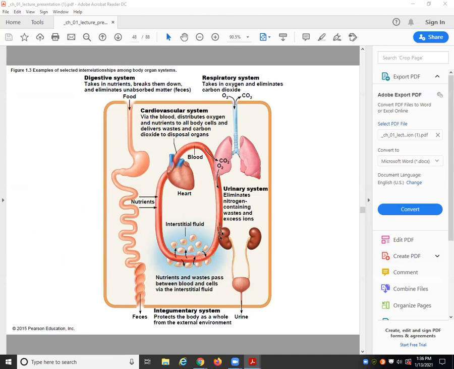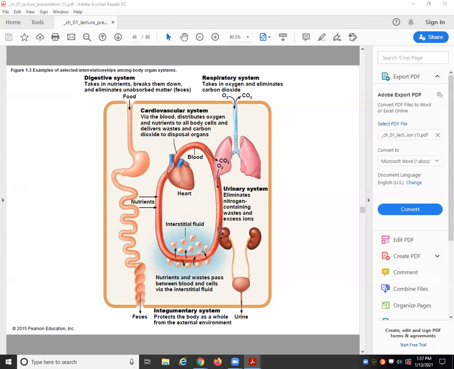Okay, digestive system. So this is just showing you relation. You don't have to write anything down on this slide. It's just showing you how the systems work together. So the digestive system brings in nutrients, breaks them down, eliminates unabsorbed matter. Nutrients get absorbed into the cardiovascular system and get distributed to the tissues. Respiratory system's taking in oxygen, eliminating carbon dioxide. The oxygen is being picked up into the cardiovascular system, and the CO2 is being eliminated into the respiratory system to exhale it.